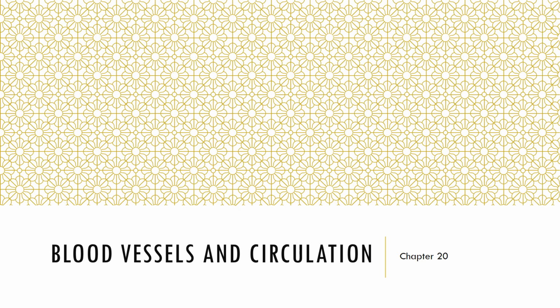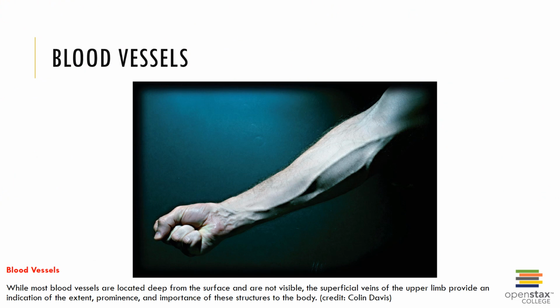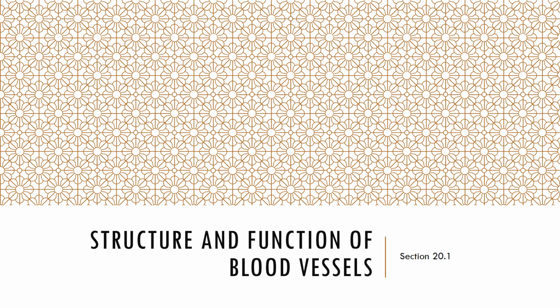In Chapter 20, we will continue our study of the cardiovascular system, focusing on blood vessels and circulation. Blood vessels are the conducting tubes that distribute the blood. There are three primary types of blood vessels in the human body: arteries, capillaries, and veins. Let's look at the structure and function of blood vessels first.